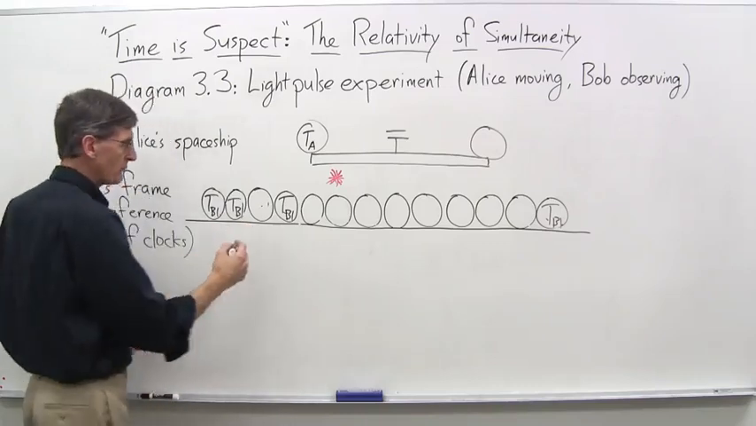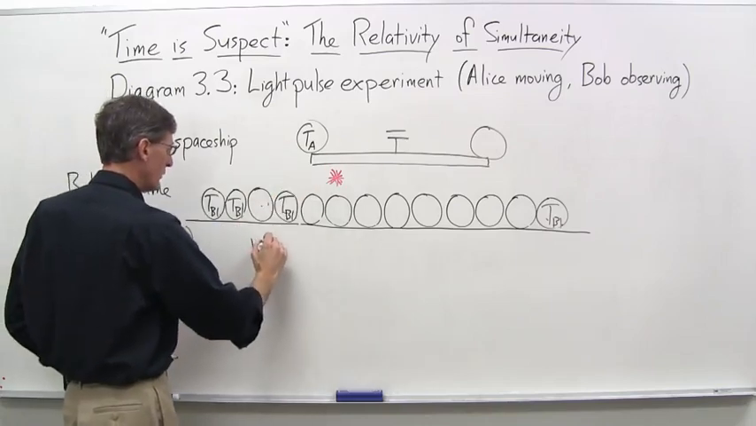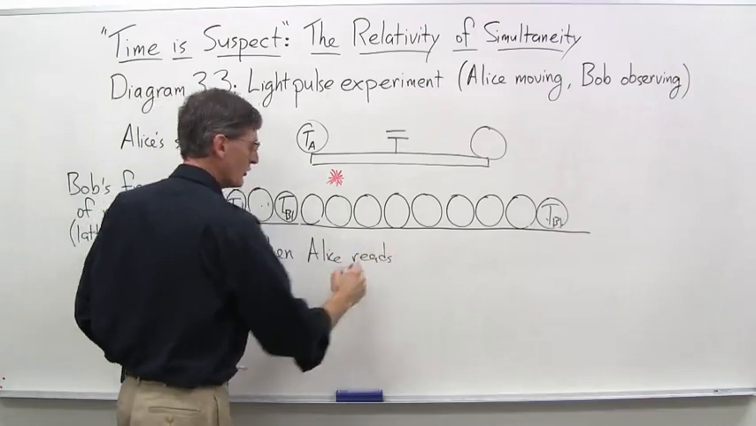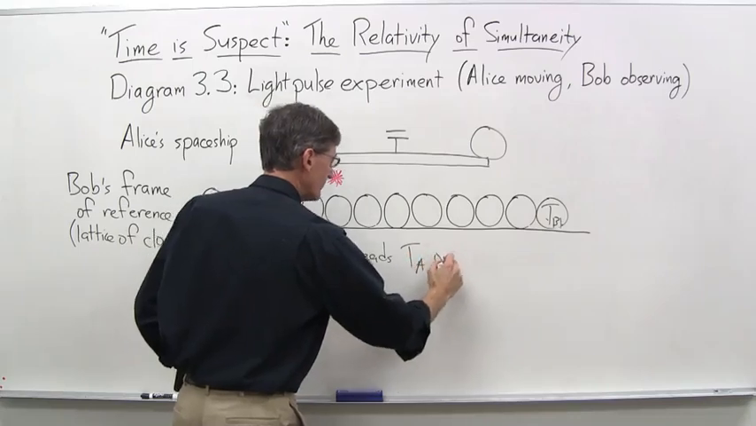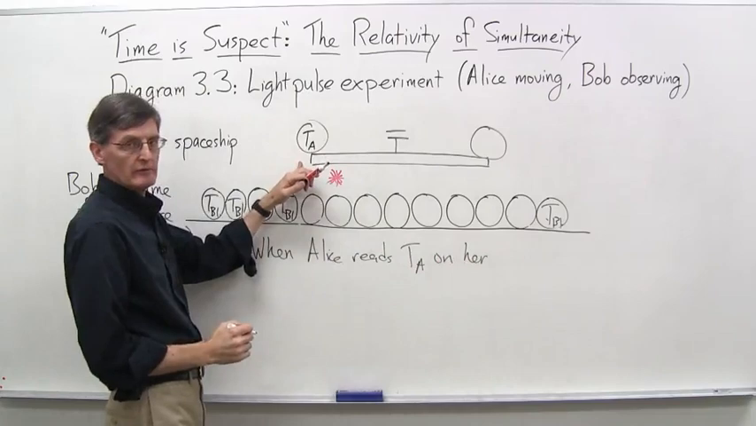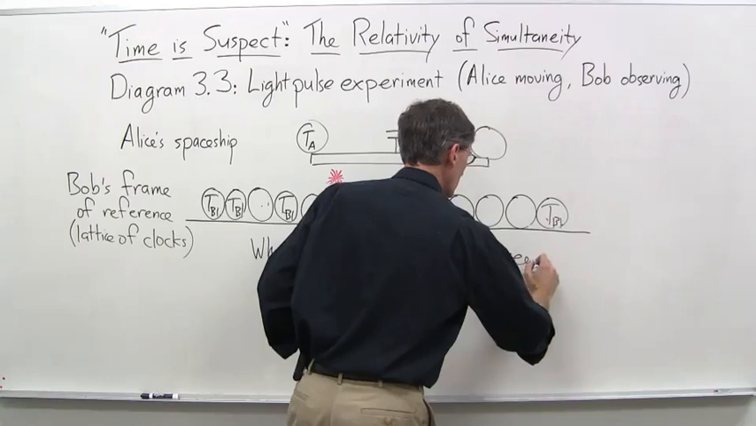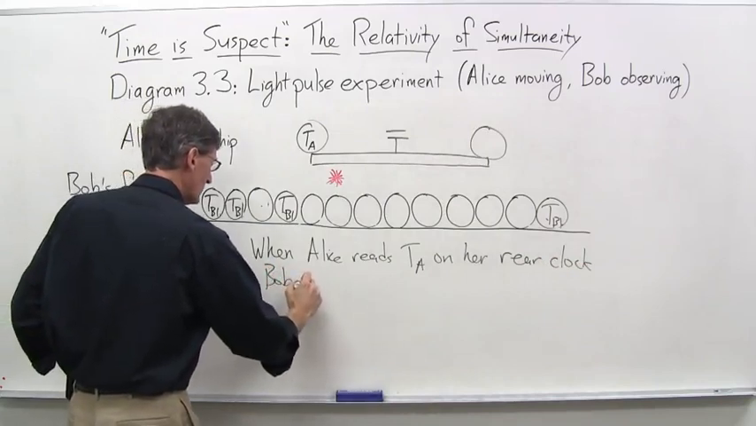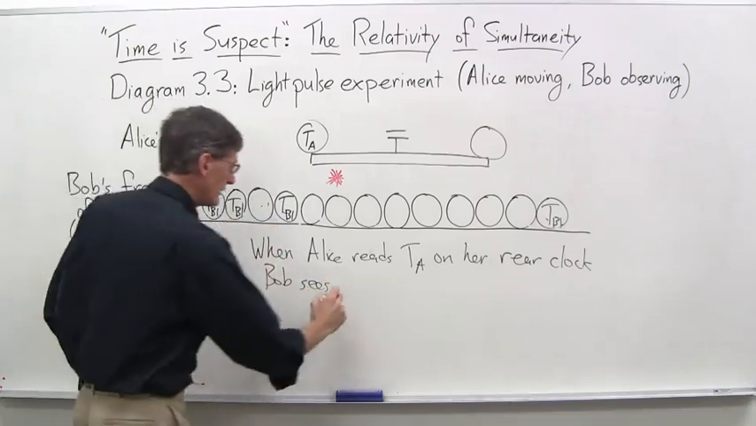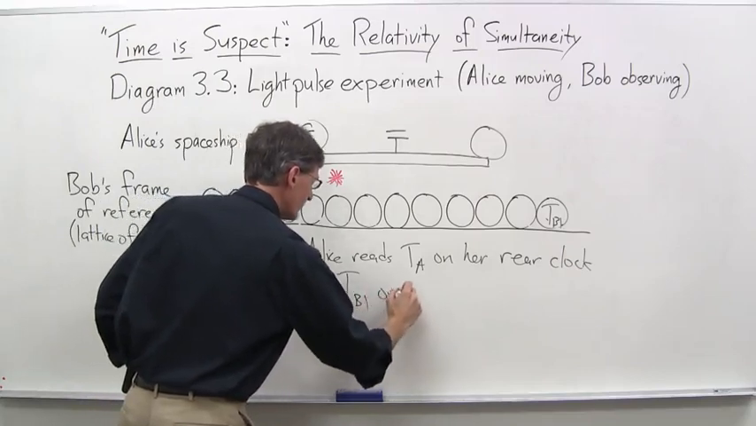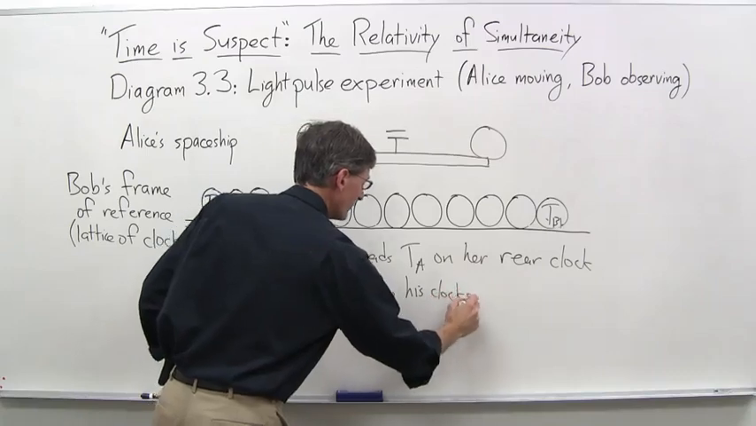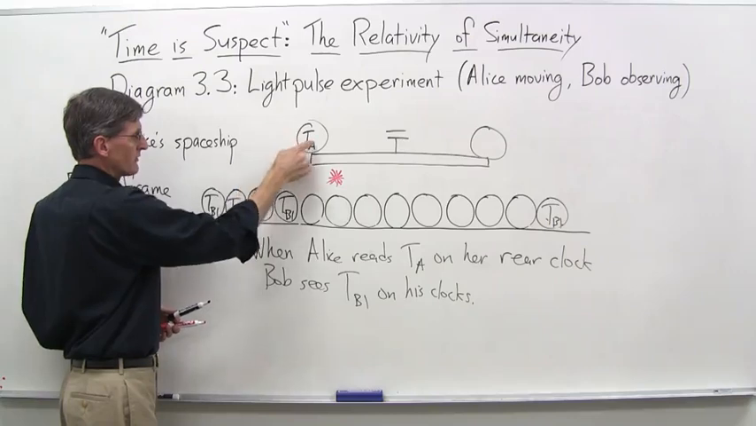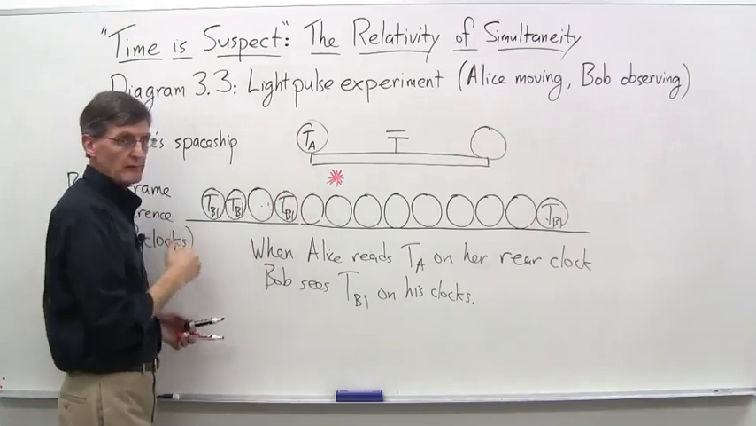So let's just emphasize this point before we finish off 3.3. So when Alice reads or observes T sub A on her rear clock of her spaceship, Bob sees TB1 on his clocks. Okay? So, just a reminder, I wrote it there, but when this clock was in this position here, the photon hit it. Remember, that's what Alice read, T sub A.